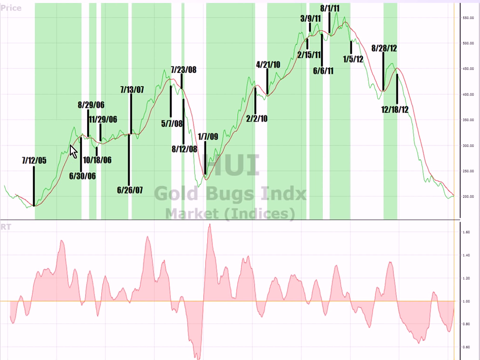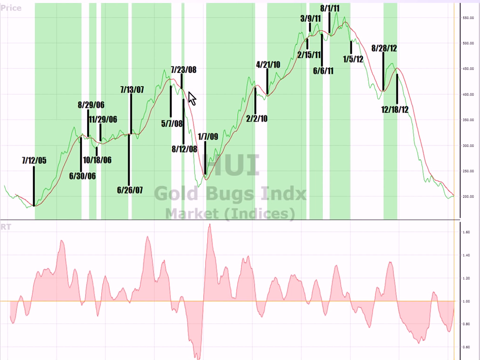Back here on July 12th of '05, another one July 13th of '07, another big one January 7th of '09, and a continuation April 21st, 2010. And while there were a few false signals in the last 10 years, they were pretty few and far between. Overall, this system did an amazing job of keeping you on the right side of the gold trend, including keeping your portfolio from imploding when gold crashed.